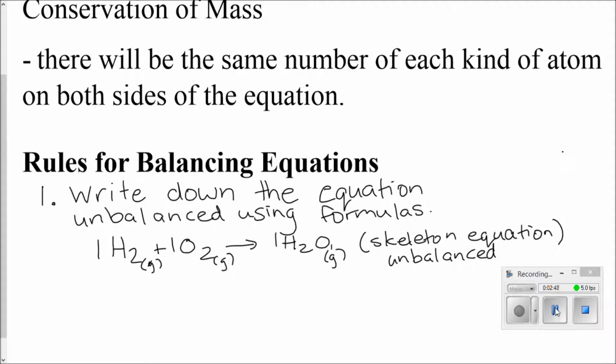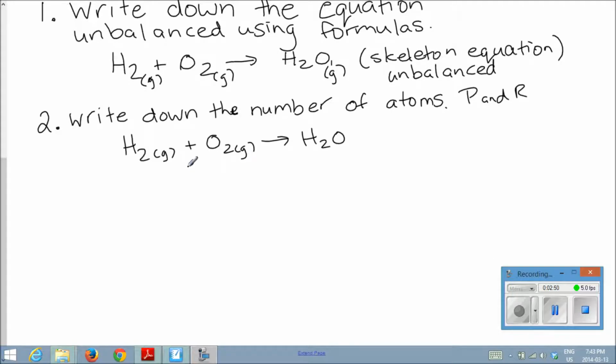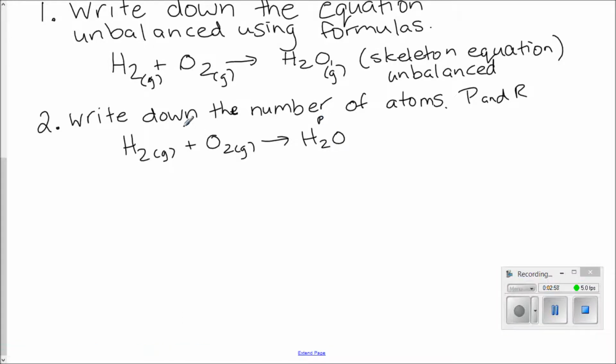It's unbalanced. So next what we do is we write down the number of atoms that are on both sides of the equation. Like so, the product side, which is the right side of the arrow, and the reactant side. Reactants means it reacts, it goes in. So we have to add up the total amount on each side. To do that, what I do is I just write down an H and an O on both sides. You can see I have two H's on this side. I have two O's on this side. On this side, I have two H's and one O. So the product side has one less O compared to the reactant side.